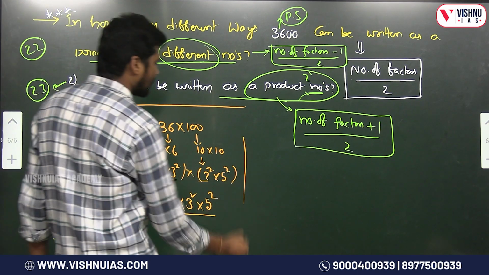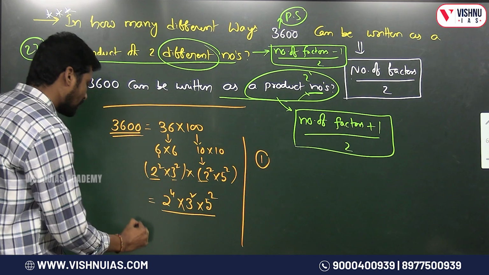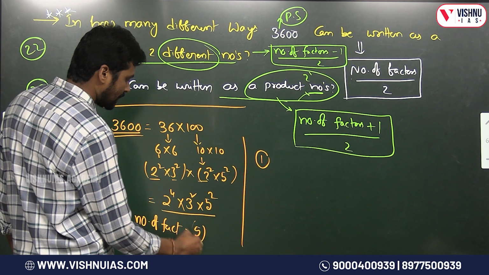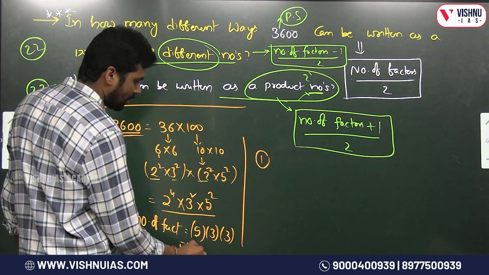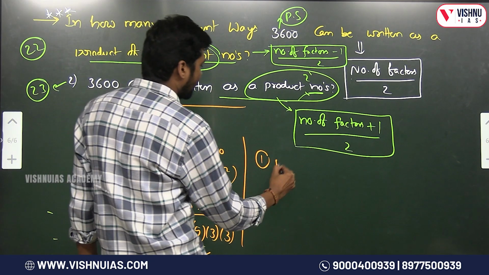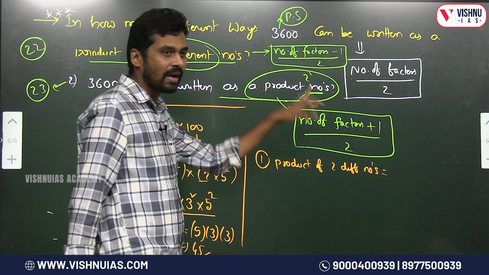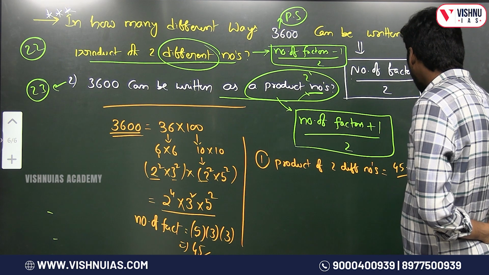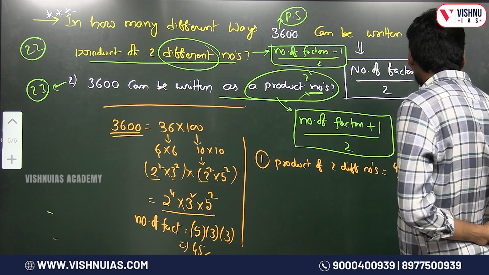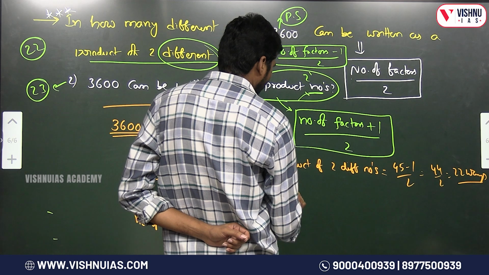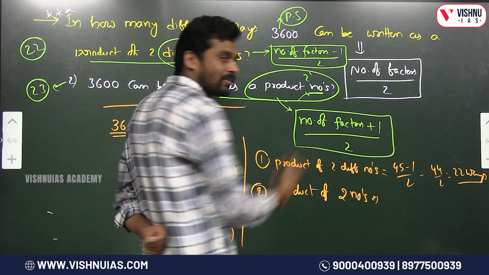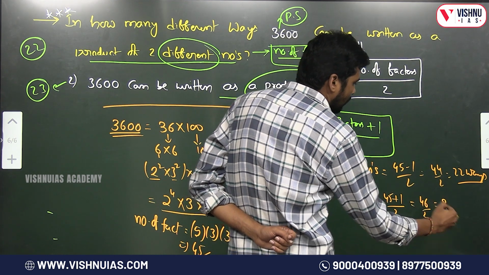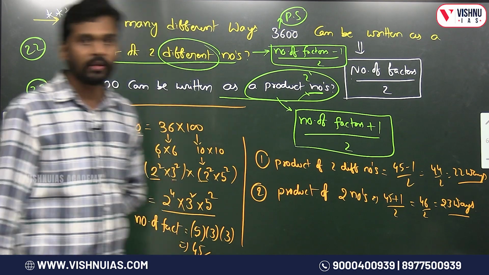Now we'll take the first condition. First find the number of factors, which means add 1 to each power. 4 plus 1 is 5, 2 plus 1 is 3, 2 plus 1 is 3. So 45. First condition, product of two different numbers, means (number of factors minus 1) by 2, right? Number of factors is 45, so 45 minus 1 by 2. 44 by 2 is how much? 22 ways. Next, product of any two numbers means plus 1 by 2. So 45 plus 1 by 2. 46 by 2 is 23 ways. That is 22 ways and 23 ways.